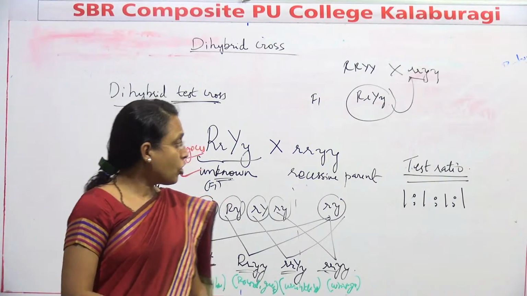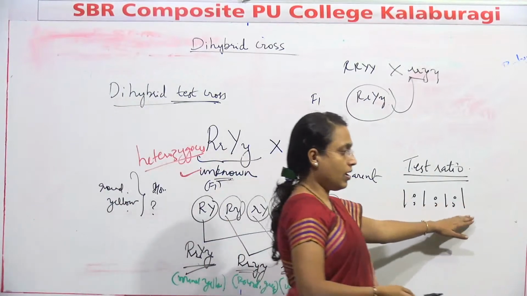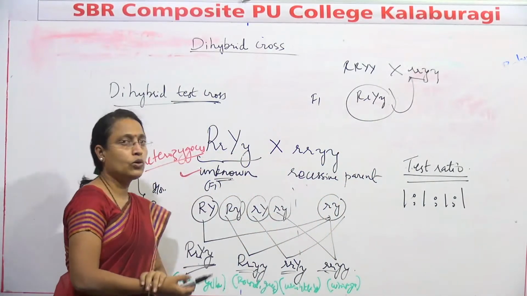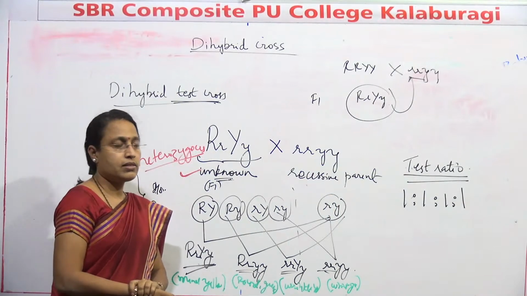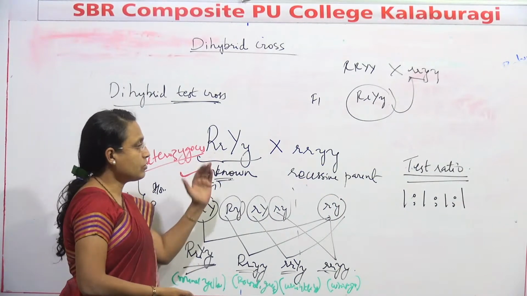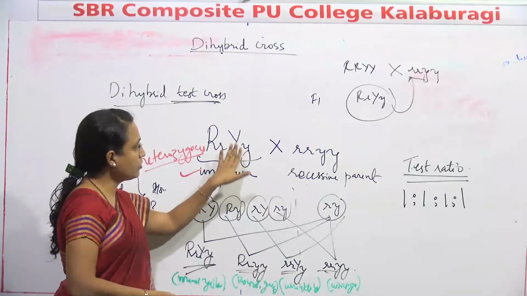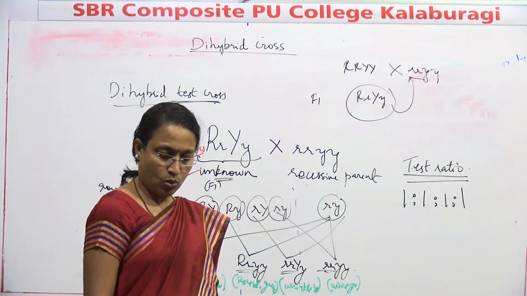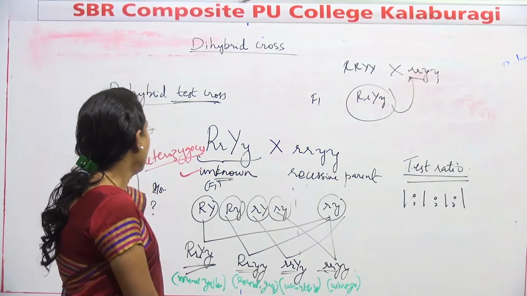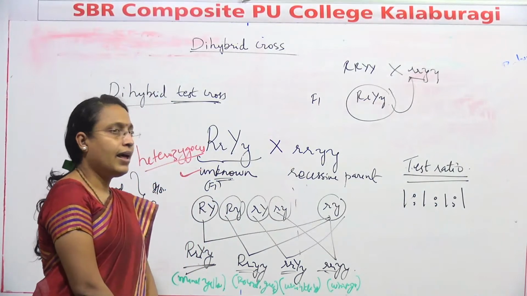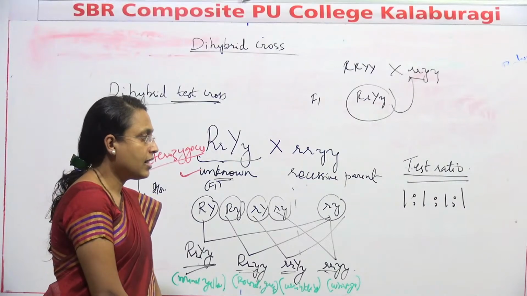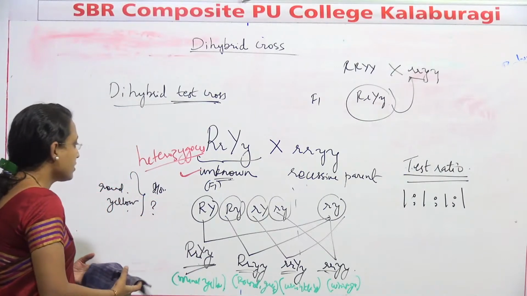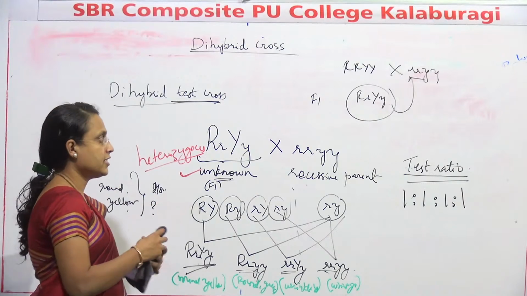And if it is not 1 is to 1 is to 1 is to 1, if it deviates from this, then it will be homozygous. So if you test also, you will just take this homozygous and test. Okay. So therefore, this is about the dihybrid test cross. Okay. So this is how you have to represent a test cross.